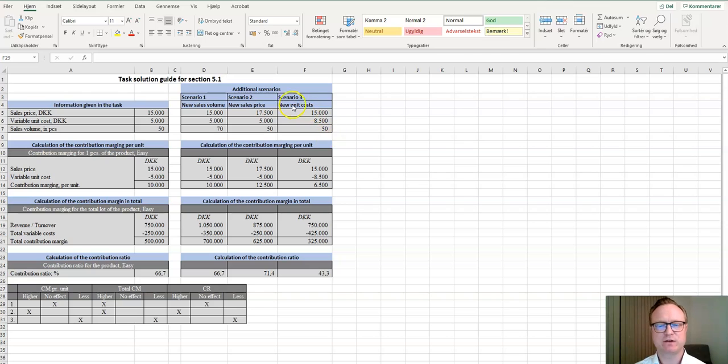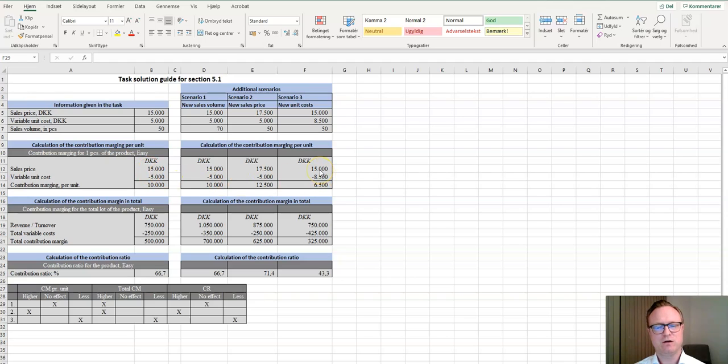In the last scenario, scenario 3, we get a new unit cost. The cost of the product is now increased to 8,500. When we do the calculation of the contribution margin per unit, we can see that the contribution margin is now decreased and amounts to 6,500. So this is lower than in the base scenario because the cost is now higher and the selling price is the same as the base scenario.